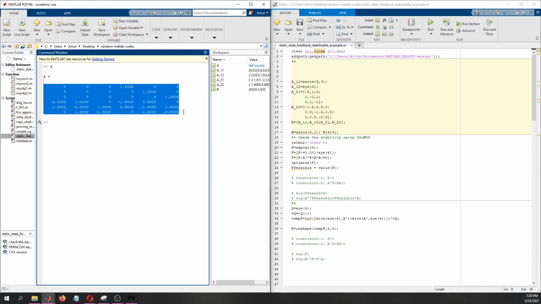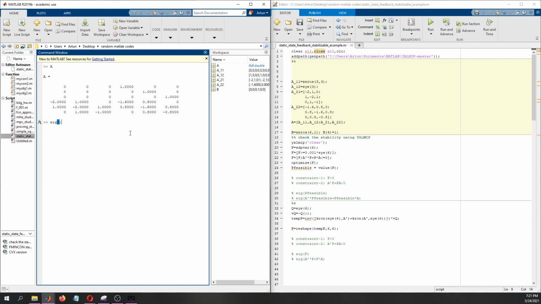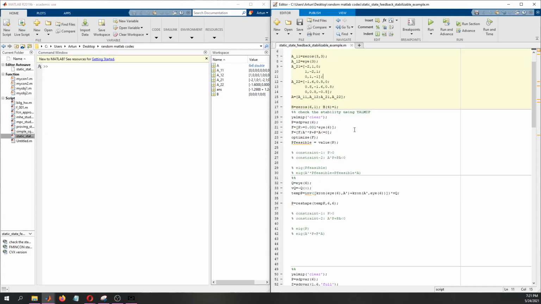Here A is a 6 by 6 matrix, and let's check the stability of this A matrix by just looking at the eigenvalues. Here we can see all the real parts of the eigenvalues of the A matrix are negative, and thereby the eigenvalues of the A matrix lie in the open left half plane. Okay, let's solve the Lyapunov problem, or let's just get a P matrix such that P is positive definite and A transpose P plus PA is negative definite.